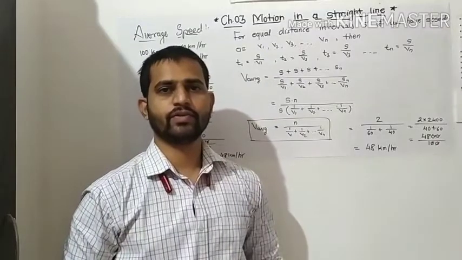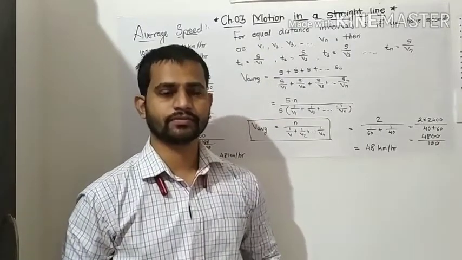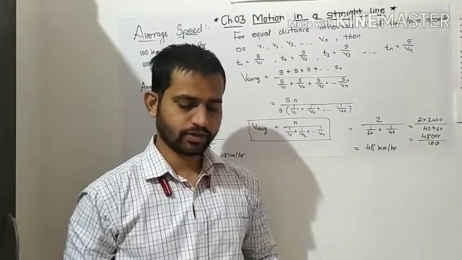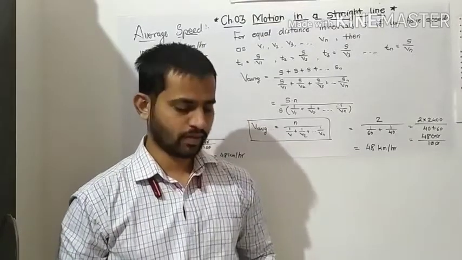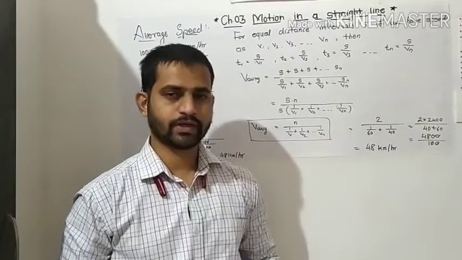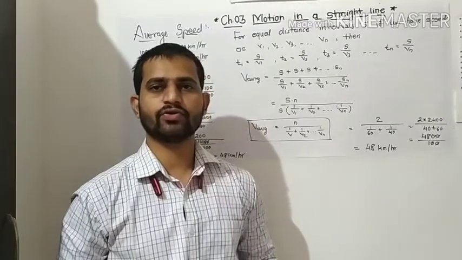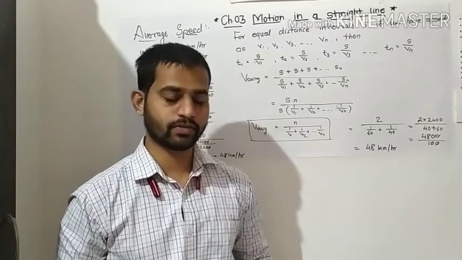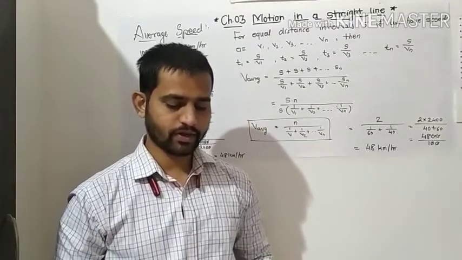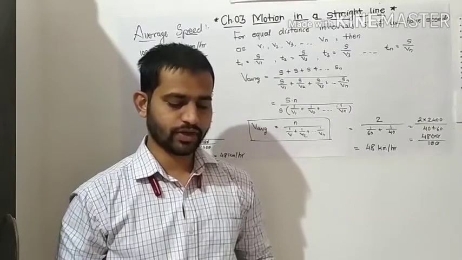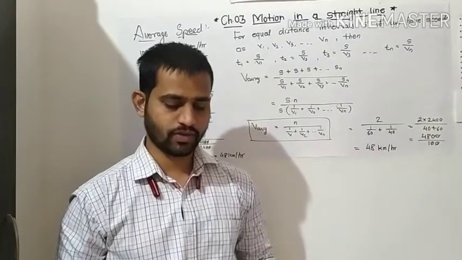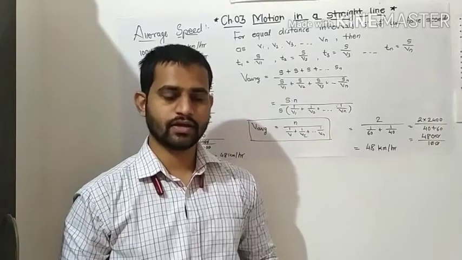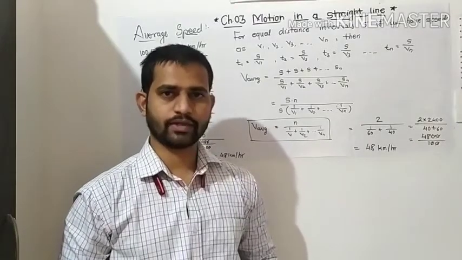So we have to see one more example here, that a body traveling in a straight line traveled 1/3 distance with a velocity of 4 meter per second. Out of the total distance, the 1/3 distance is covered with a velocity of 4 meter per second. The remaining part of the distance was covered with a velocity of 2 meter per second for the half time and 6 meter per second for the second half time.